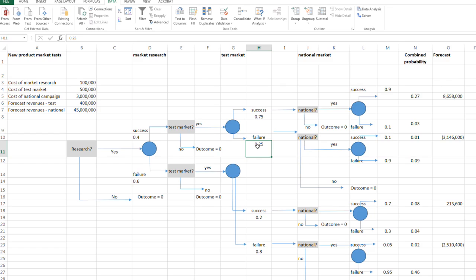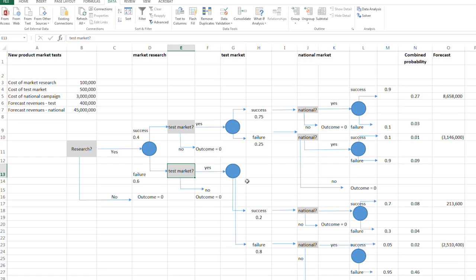Now moving on to the national marketing campaign, located here in column L, we see that when you get a green light from market research, and that's combined with good test market results, success happens in the national campaign about 90% of the time. Each of these gray boxes represents a decision to be made by company managers. Each decision creates a new branch on the tree.